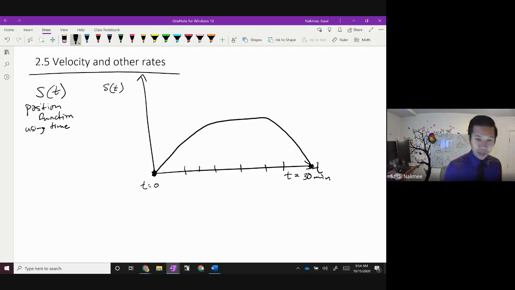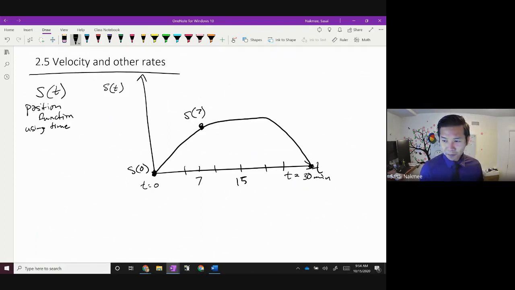So nothing new, nothing fancy, right? You can see, if this is one, I don't know what these values are. That should be like 15. This one should be like 7. So this right here would be their position at 7 minutes, and then this could be their position at 0 minutes, okay? Nothing too crazy, nothing too fancy.